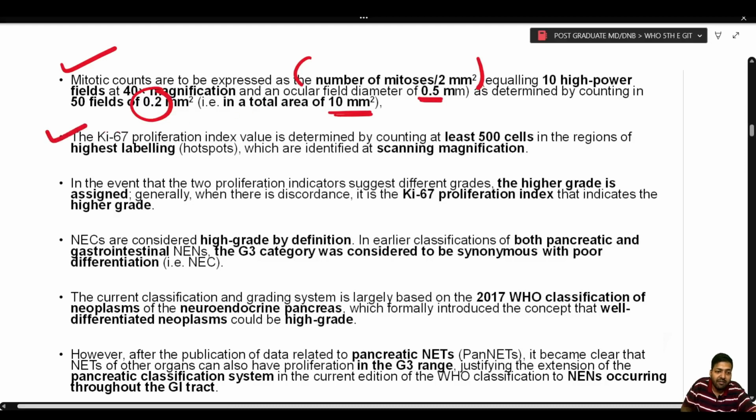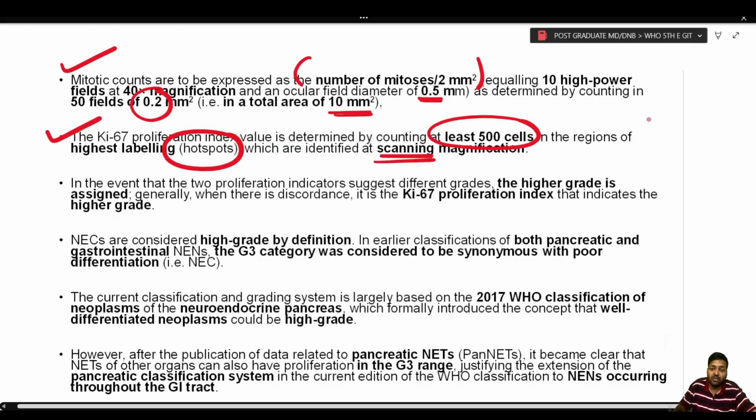Now, the Ki67 proliferation index is determined by counting at least 500 cells in those regions which have the highest positivity or highest labeling, that is, the hotspots. And how do you identify such hotspots? At the lower magnification, or the scanning magnification. So you should remember how you calculate the mitotic count and the Ki67 index.